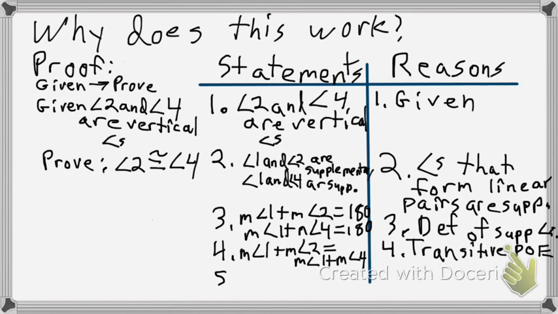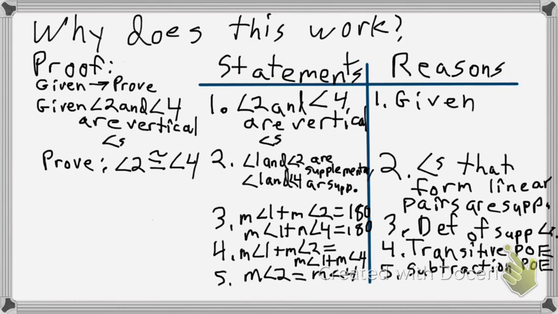Now notice how we have the measure of angle 1 on both sides. So what I'm going to do is I'm going to subtract the measure of angle 1 from both sides. And this gives me the measure of angle 2 equals the measure of angle 4. What allowed us to do that was the subtraction property of equality. Subtraction property of equality states that if you subtract the same amount from both sides of an equal sign, then you get to keep the equal sign.